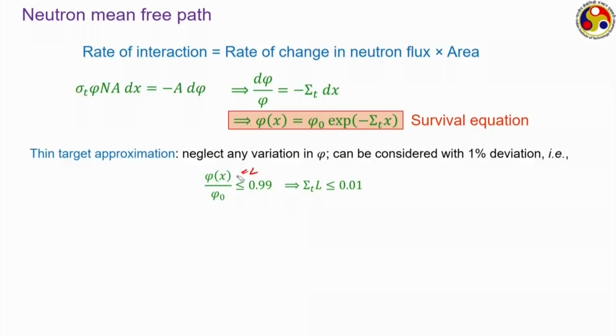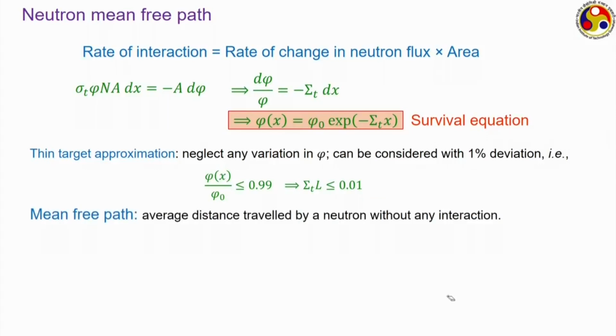And so, if we rearrange the terms, that gives a criterion of sigma_t times L should be less than 0.01. That is, when this criterion is satisfied, we can go for this thin target approximation. That means we can neglect any kind of variation in the value of phi, and we can assume it to be constant everywhere in our target nuclei.